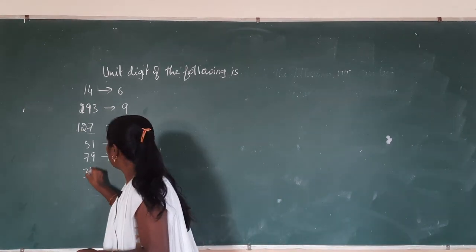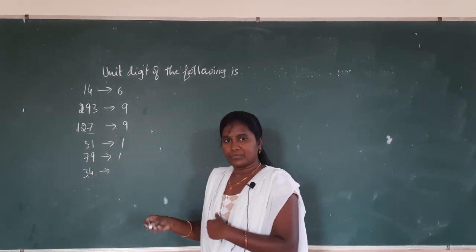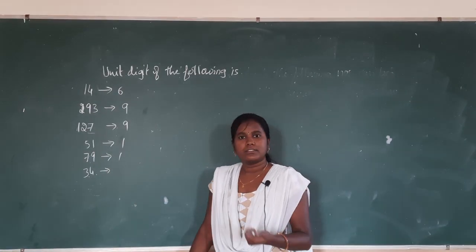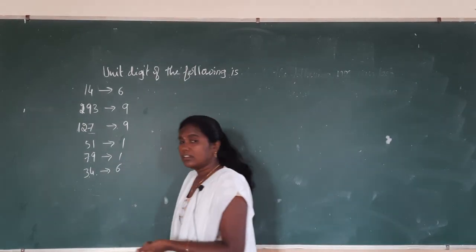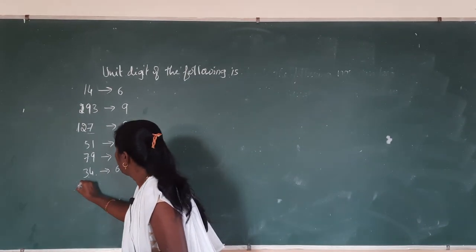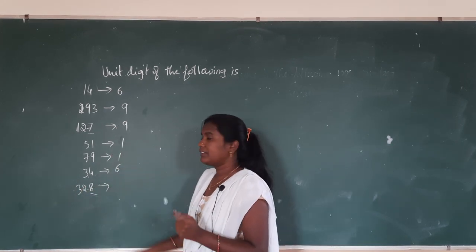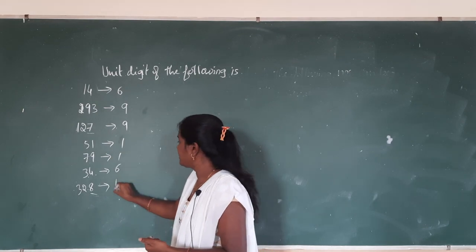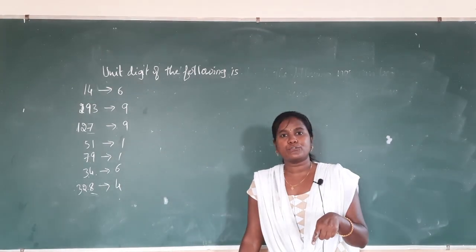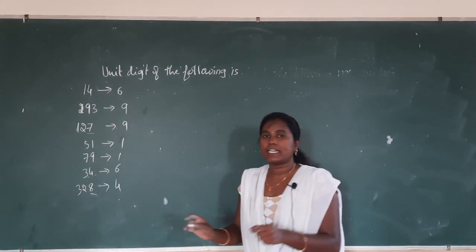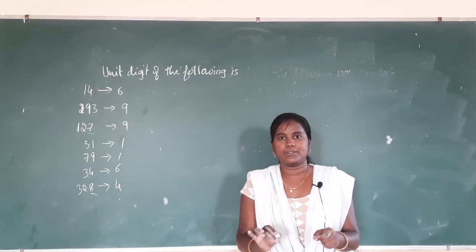If it is 34, 4 square ends with 6. If it is 328, it is ending with 8, therefore its square ends with 4. 8 8s are 64. Yes, like this if you write, that will be well and good.